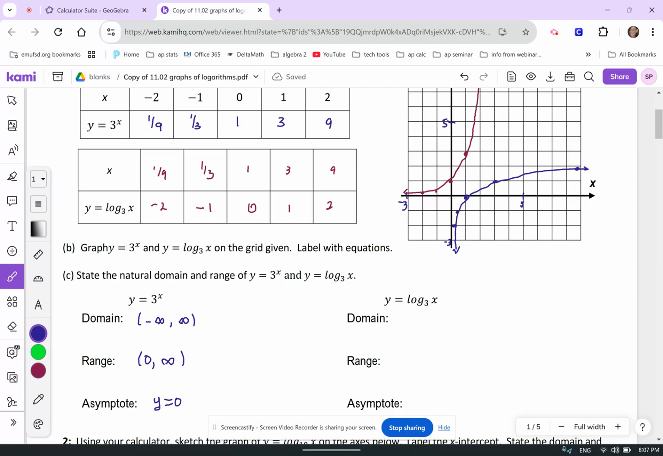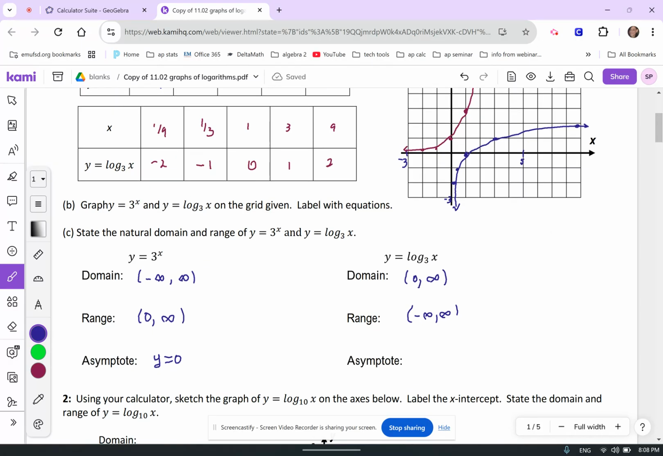The domain of a log function is different. That's the one in blue. You can't actually cross the line x equals 0, so the function approaches the y-axis without crossing it. So the domain is 0 to infinity. The range, however, goes infinitely far to negative infinity, and eventually it will reach infinity, so it's all reals. The asymptote is actually the y-axis, and so it's x equals 0.